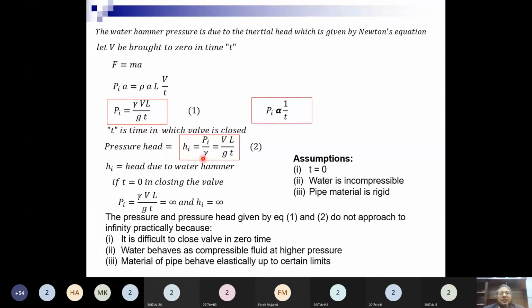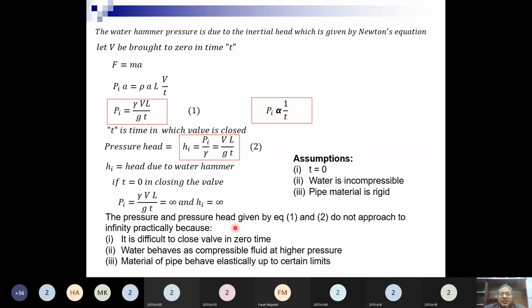So we have divided by gamma. Once you divide by gamma, the equation for the inertial pressure head is VL over GT. And if t is equal to 0, which is not possible as we have already discussed, the HI would be infinity.